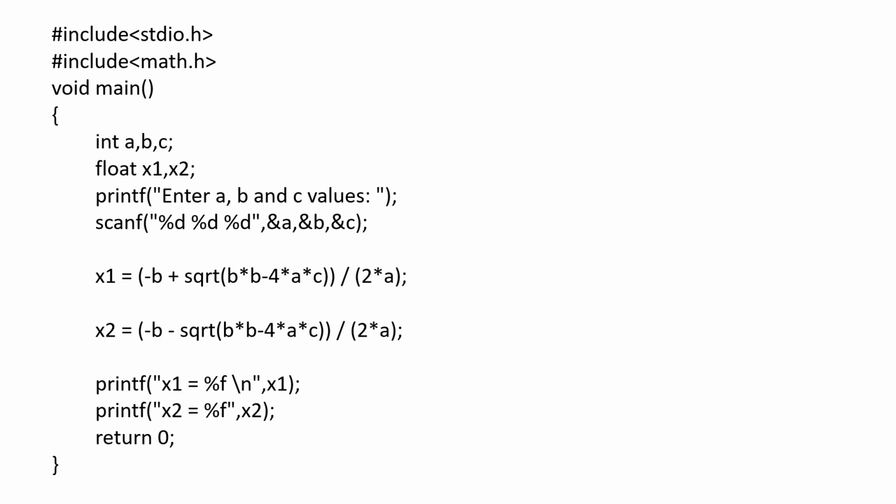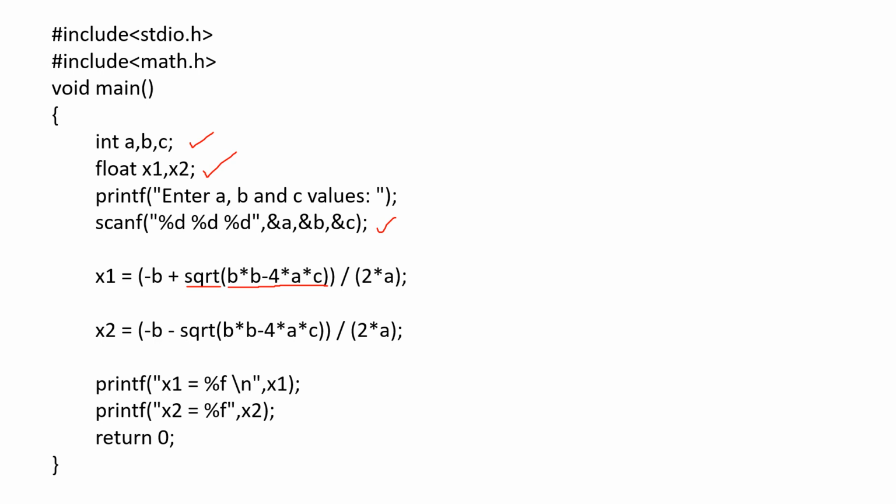Now coming to the program, I have declared a, b, c as integers, x1, x2 as float variables, and then we are reading a, b, c values. And here is the actual code. x1 is equal to minus b plus. In order to find the square root, there is a built-in mathematical function, that is sqrt. For this function we are passing b square. We cannot directly write b square, so b into b minus 4 into a into c.